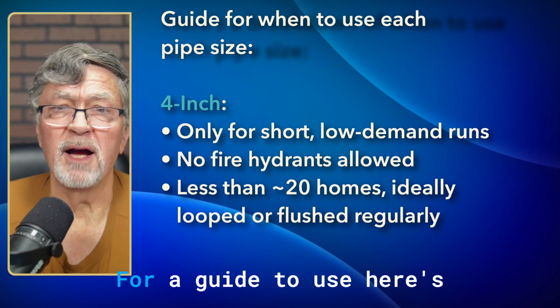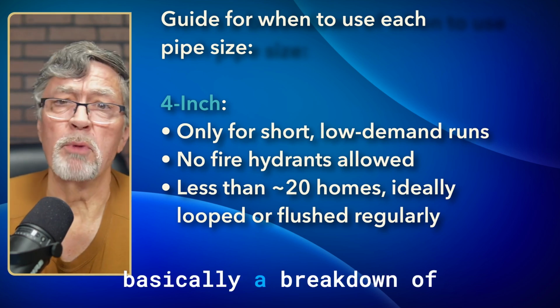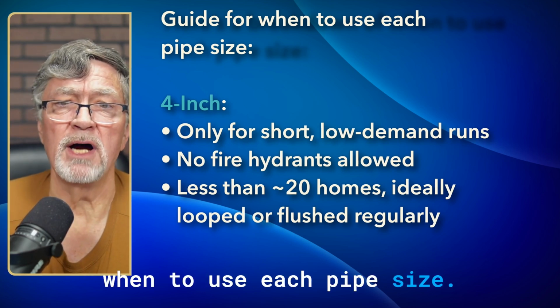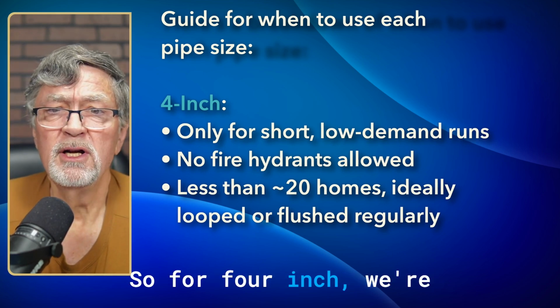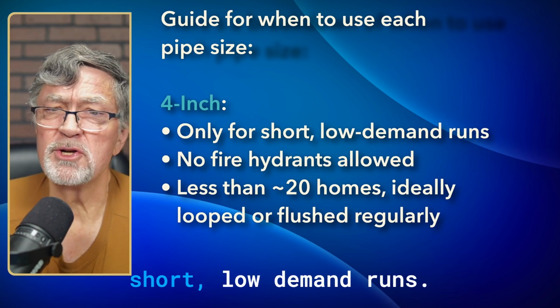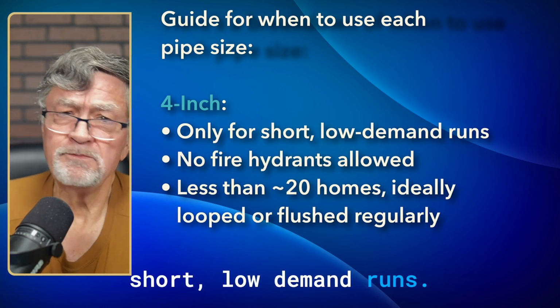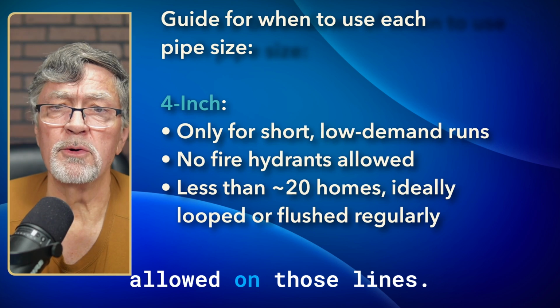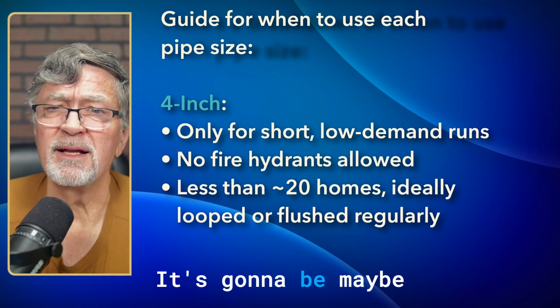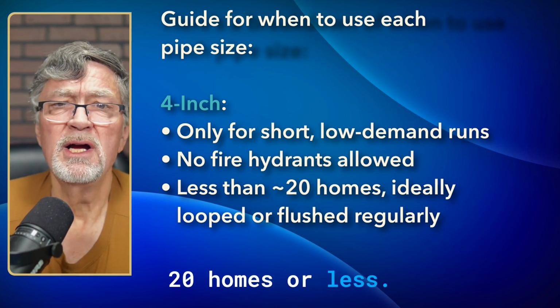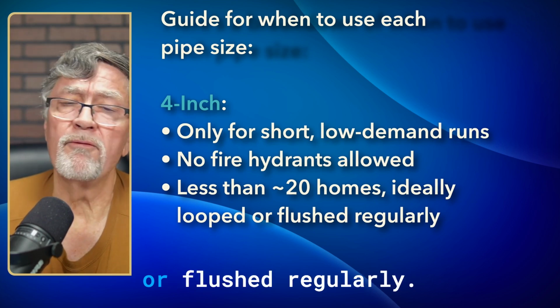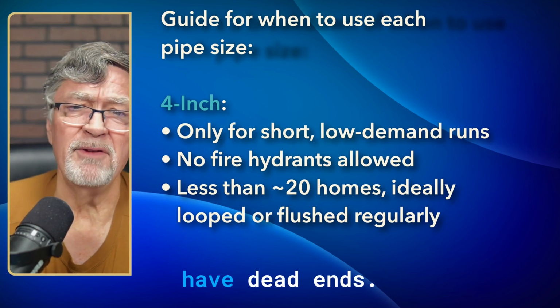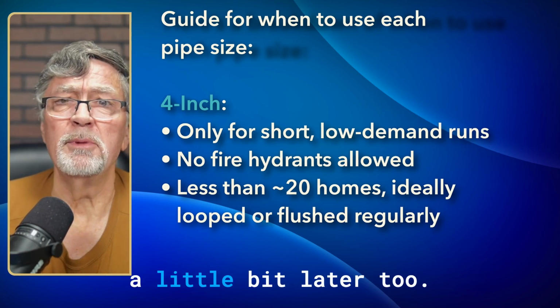All right, for a guide to use, here's basically a breakdown of when to use each pipe size. For 4-inch, we're only going to use that for short, low demand runs. There's not going to be any fire hydrants allowed on those lines. It's going to be maybe 20 homes or less. Ideally, it's looped or flushed regularly. You don't want to have dead ends. We'll talk about that a little bit later too.